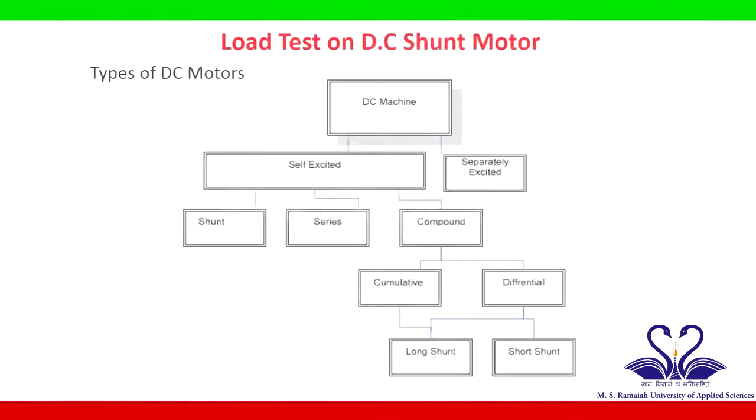Types of DC motors. DC machines are mainly classified into two types. They are named as self-excited and separately excited DC machines based on the field winding connection. In case of self-excited DC machine, field winding is connected to the DC machine itself, whereas in the case of separately excited DC machine, field winding is connected separately. Self-excited DC machines are further classified into three types.